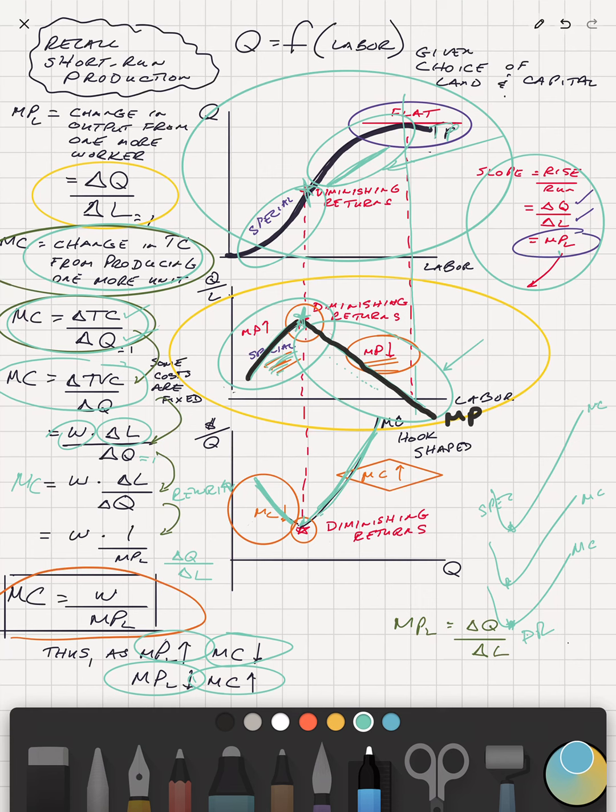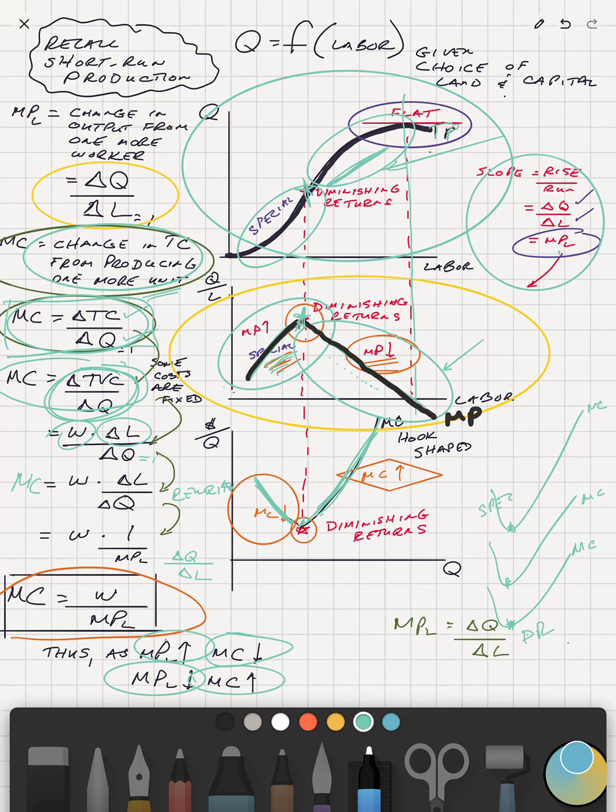The marginal cost curve is equal to the change in total cost from producing one more unit. You can see that up here. Here's the formula for it in that second circle, now a box. But we know some costs are fixed, therefore we can essentially ignore them. Your marginal cost is equal to the change in total variable costs over delta Q, where delta Q is equal to 1.